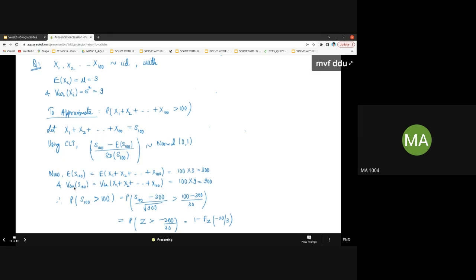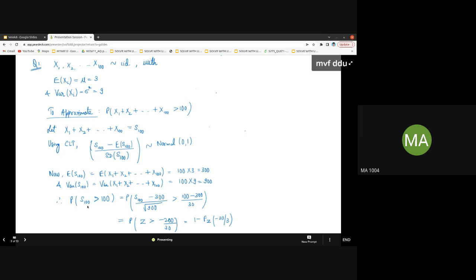Similarly, the variance of S100 will be the variance of X1 plus X2 and so on up to X100. As they are IID, I can write it as a sum: variance of X1 plus variance of X2 plus variance of X3 and so on. Each of the variances is equal to 9, and there are 100 of them. Therefore, it will be 100 into 9, which is 900. Now we have to compute the probability that S100 is greater than 100.